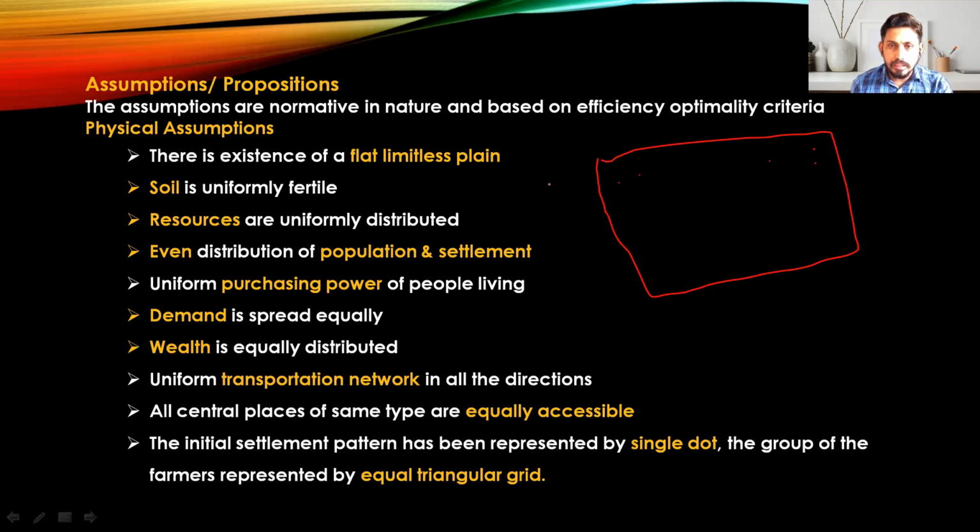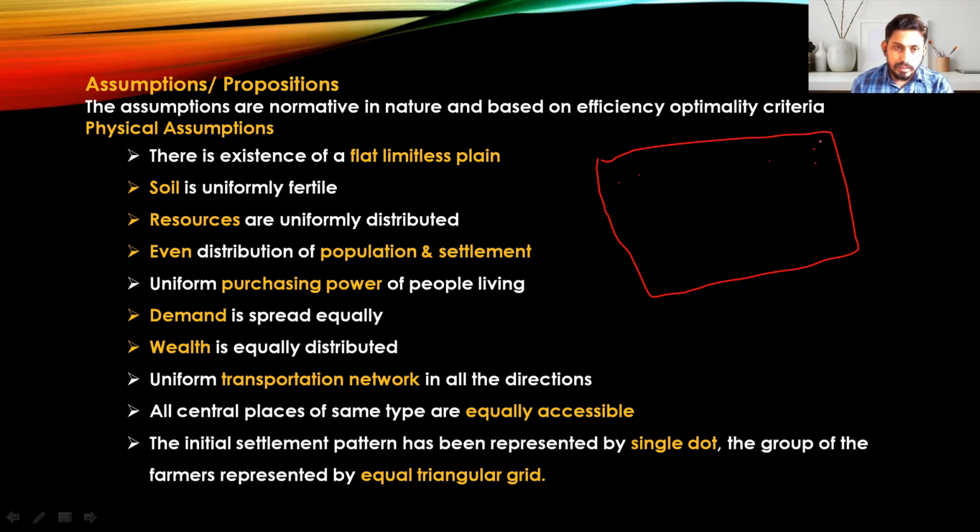The third important aspect is that resources are also uniform over the entire region. As resources and soil are uniformly distributed, this automatically leads to an even distribution of population and settlement. Population and settlement are characteristics of the land that depend totally upon climatic conditions and physical setup, and if the physical setup and climatic conditions are similar over the entire plane, then population and settlements are also uniformly distributed.